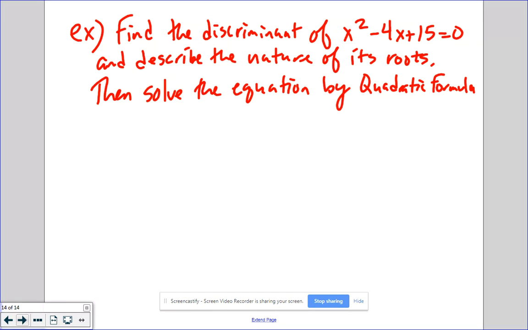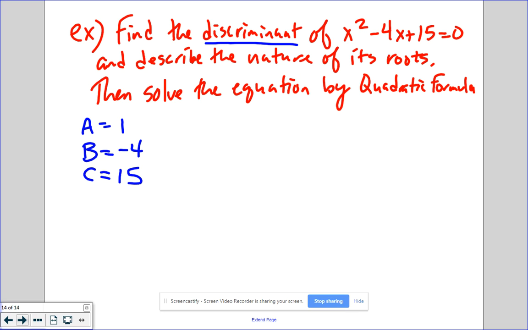So first thing we have to do is make sure my equation is in the right standard form. Is it in quadratic standard form? Yes. Okay. What's my A? 1. What's my B? -4. What's my C? 15. Okay, so we have that.